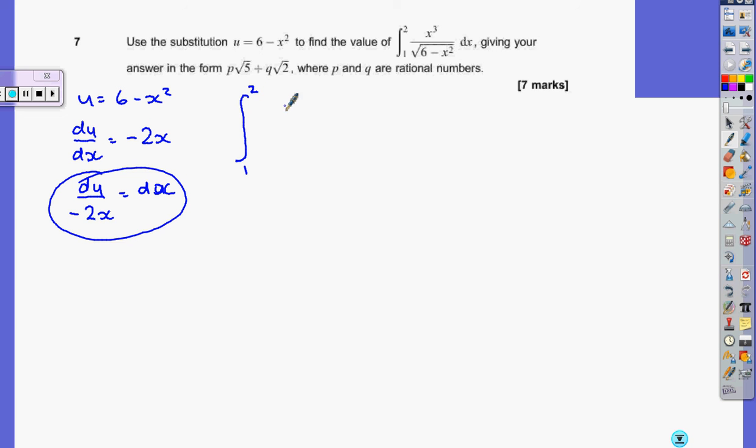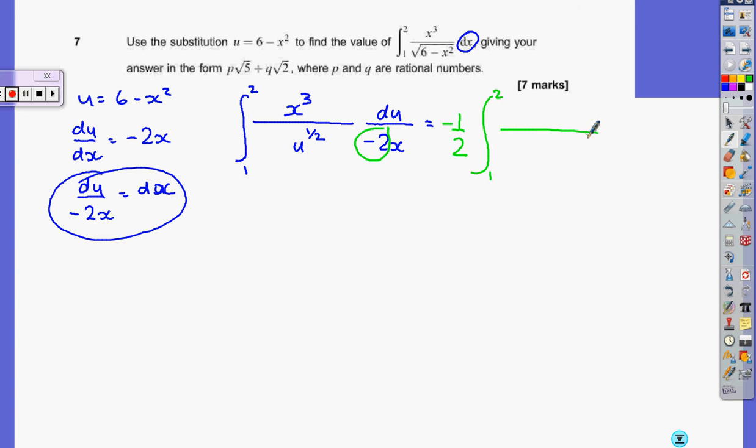Okay, x cubed I don't want to muck about with because I haven't got an x cubed anywhere here, so I'm just going to leave that as it is. The 6 minus x squared over there, that is my u, so that's square rooted, so I'm going to put it to the power of a half. And my dx is a thing I'm going to change straight away, equals minus 2x. So, straight away, we need to see that my minus 2 at the bottom here can be taken outside as minus a half. Integral between 1 and 2.